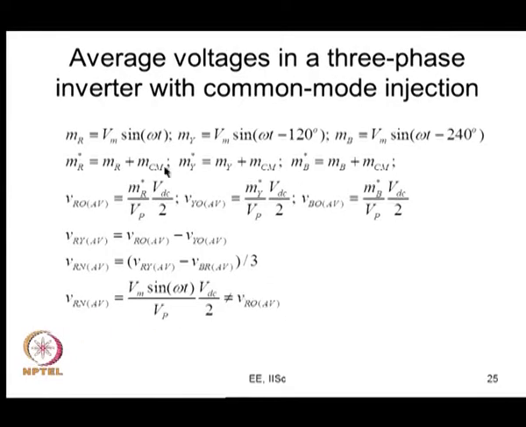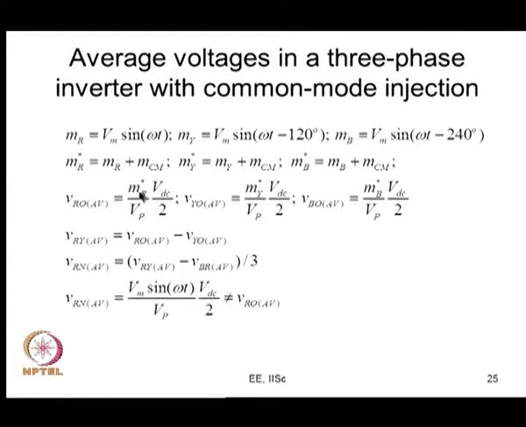And as we saw yesterday, we can also add common mode signals to MR, MY, MB and get MR star, MY star, MB star, which contain sinusoid plus some triplen frequency components. In that case, the VRO average wave shape would be similar to that of MR star. The VYO average wave shape will be similar to MY star and so on.